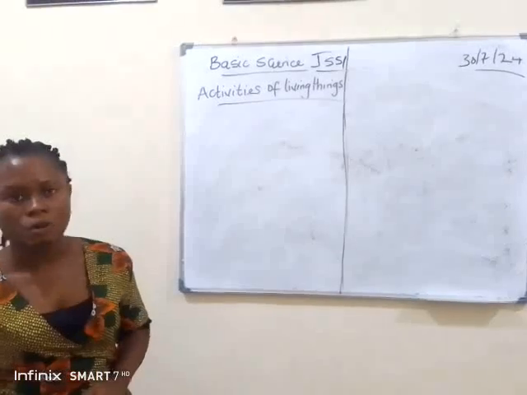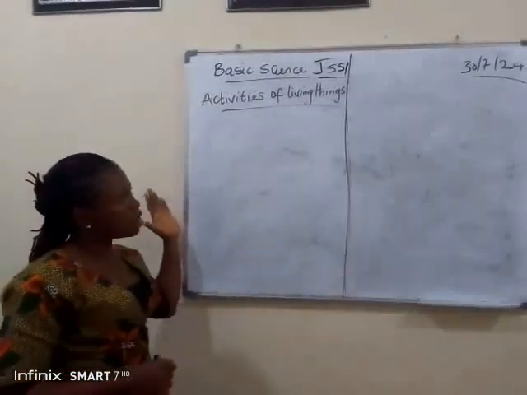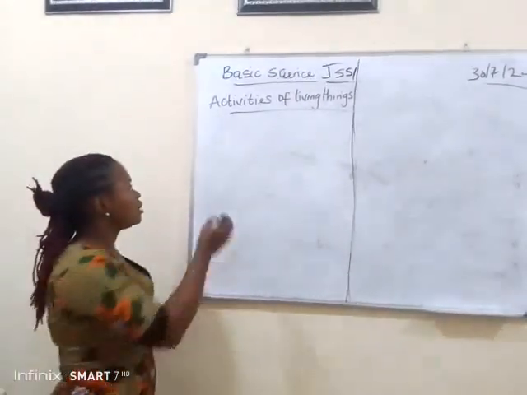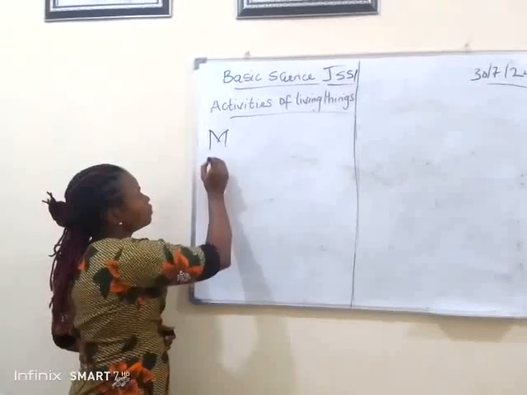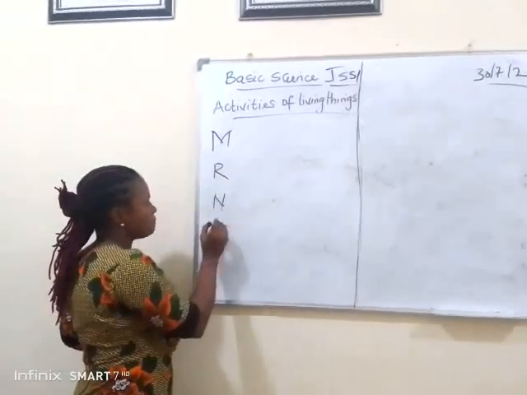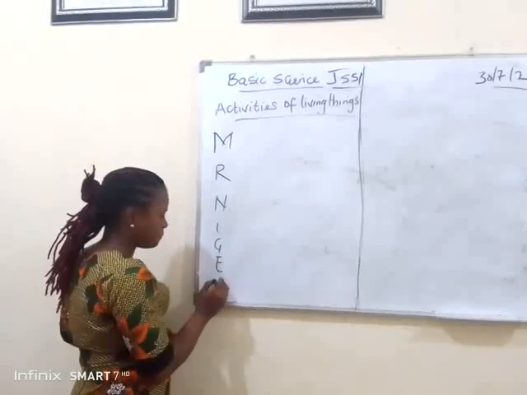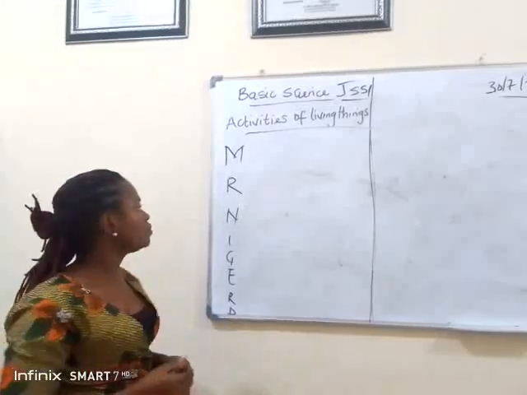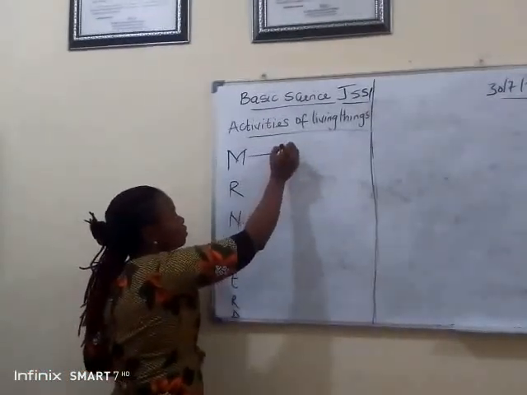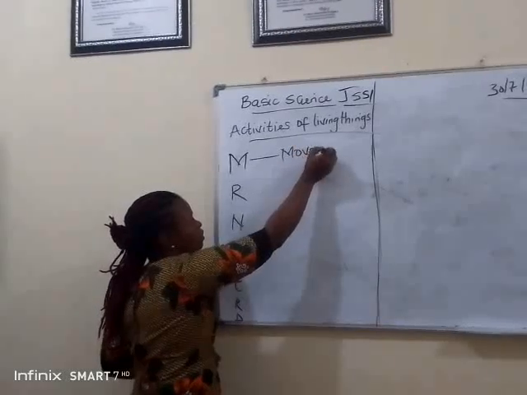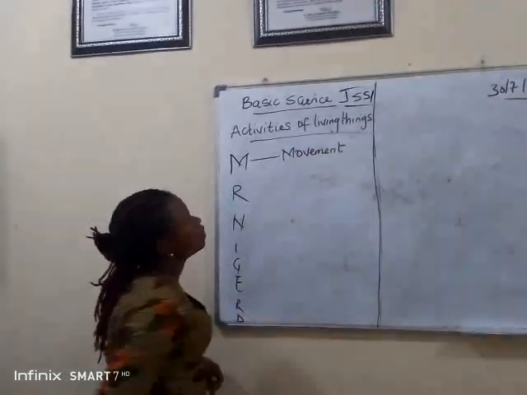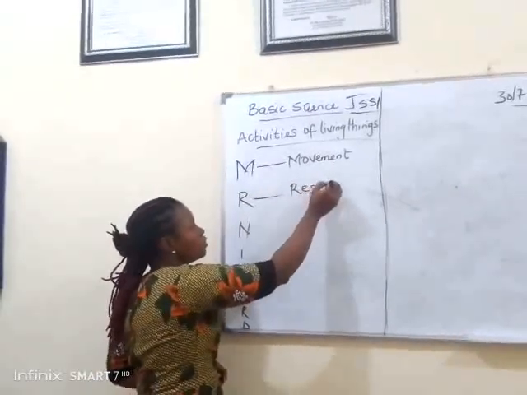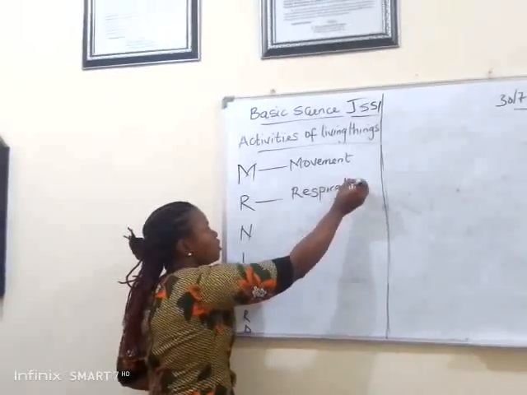We'll be using an acronym to give us all the 8 activities carried out by living things. The acronym is Mr. Niger D. Now the first letter here stands for movement. The second one is respiration.